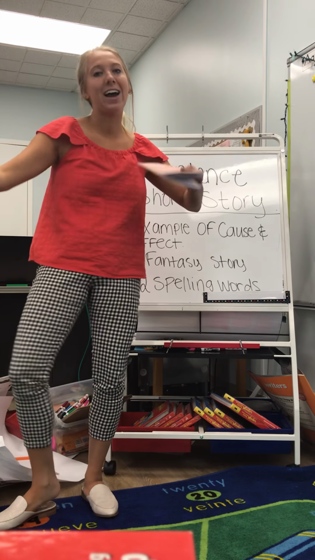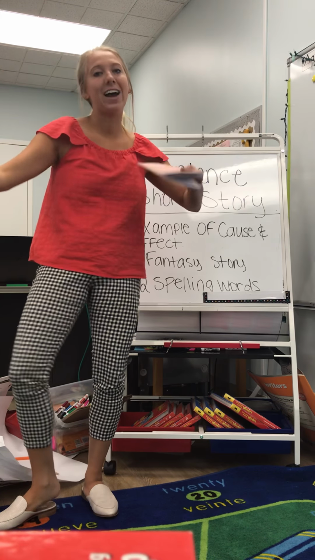I always say spell to the best of your ability. You guys have writing dictionaries, I believe, in your writing books that you had with Miss Crouch, so you may use those. Your parents can help you out with spelling as well. So I want 5 sentences in your short story, okay?